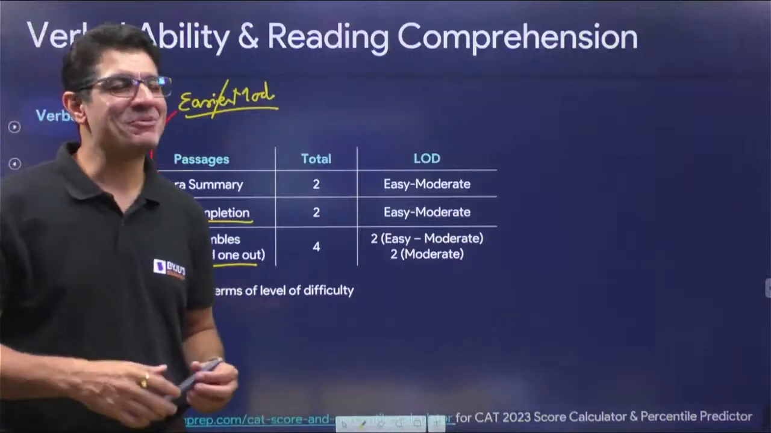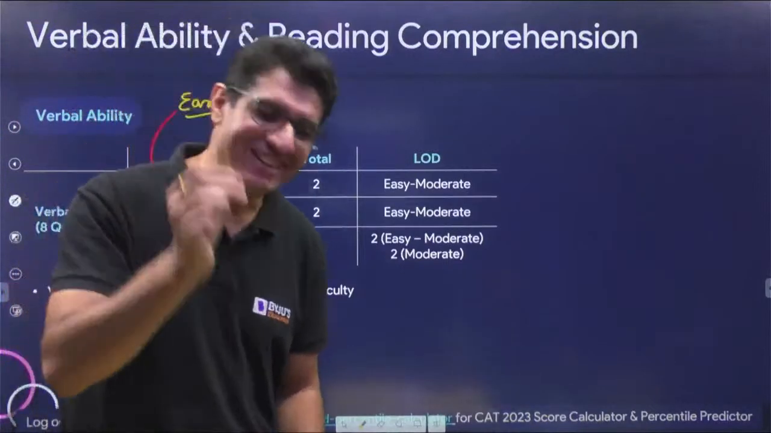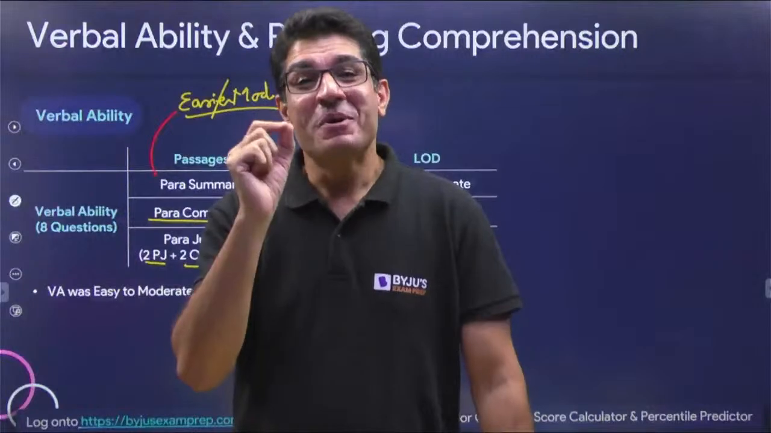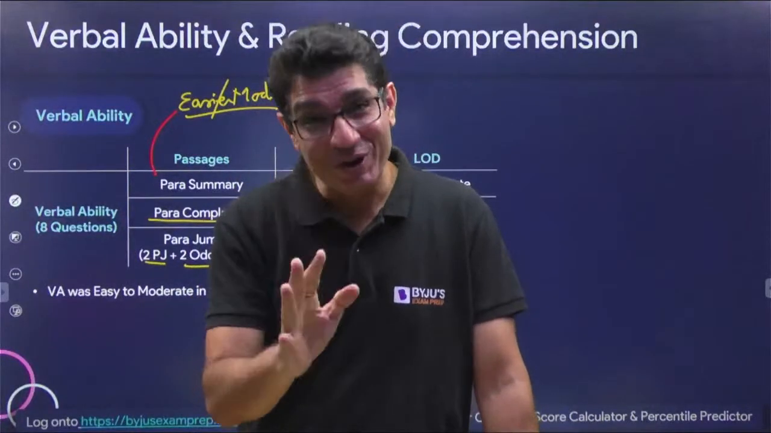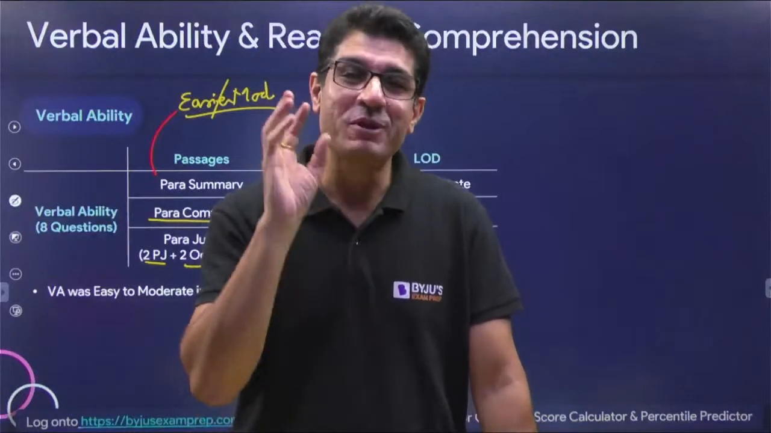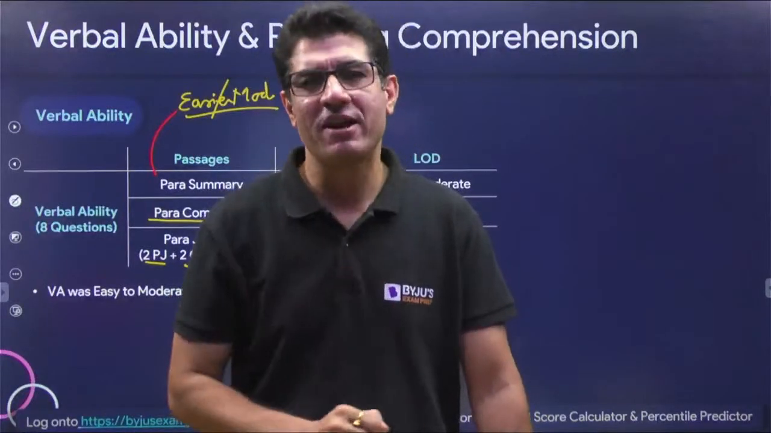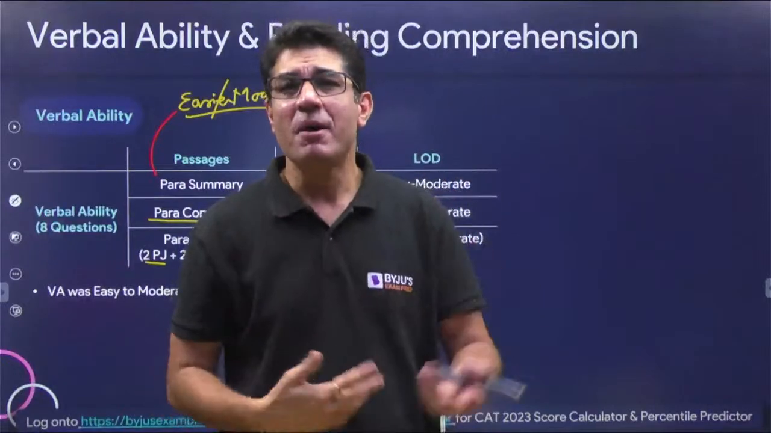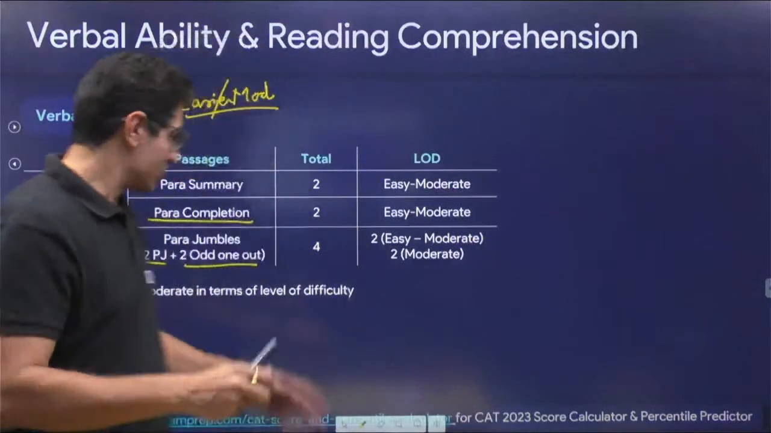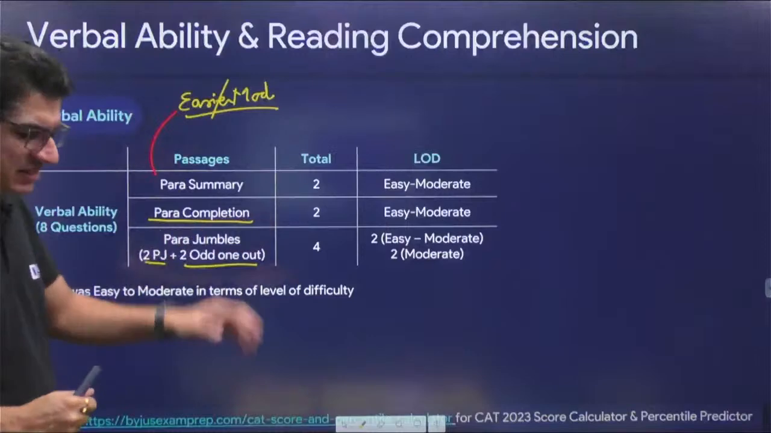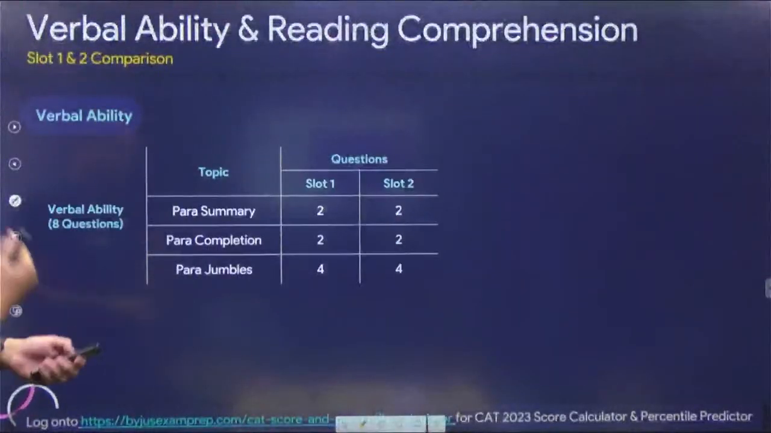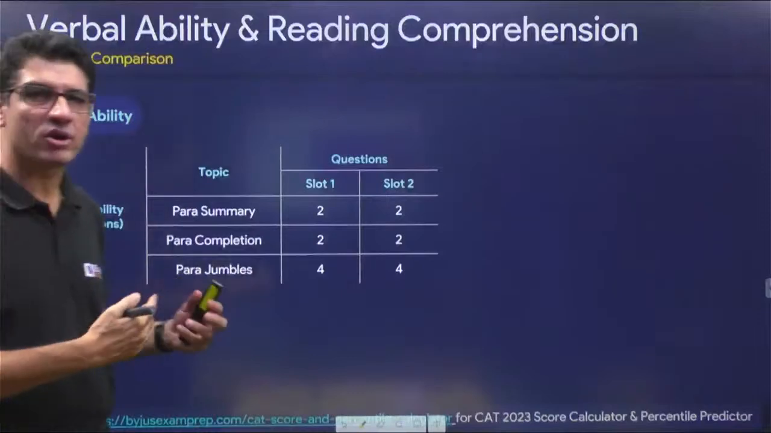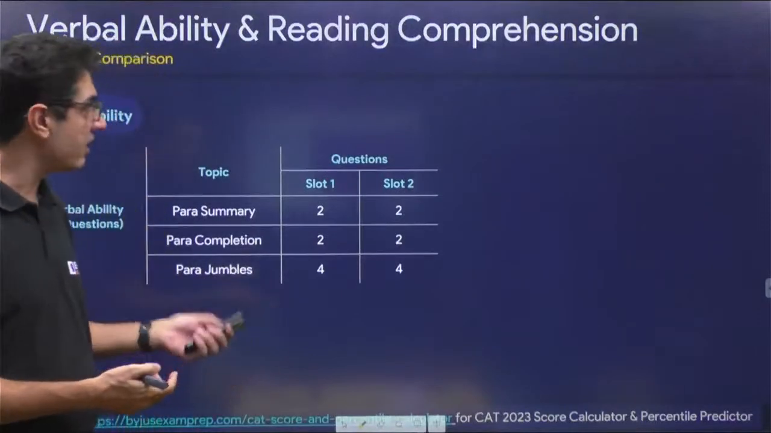I can't tell you, every year this is something that happens. At times we tend to skip reading the directions, and a lot of people, you're not alone, start solving a paragraph odd one out question as if it were a para jumble question. So that's a bit about VA, and here is a comparison with the previous slot, more or less the same breakup, more or less a similar difficulty level.